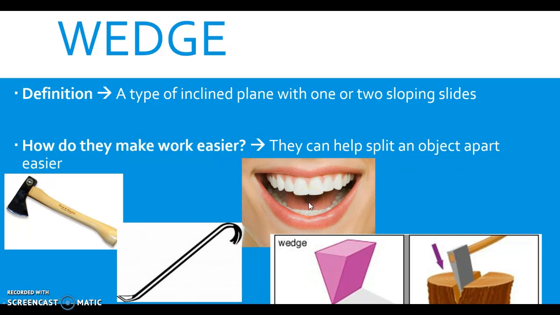And you might be seeing the smile right here. Yes, your teeth are a wedge. You might be thinking, well, how can they split apart things? Well, think about it. Your food and anything that you eat, you split apart. For example, a sandwich: you take your teeth and you clench into that sandwich, you're splitting apart pieces into smaller pieces for your mouth to chew and eventually for your stomach to digest. So your teeth are natural wedges that you have in your body.